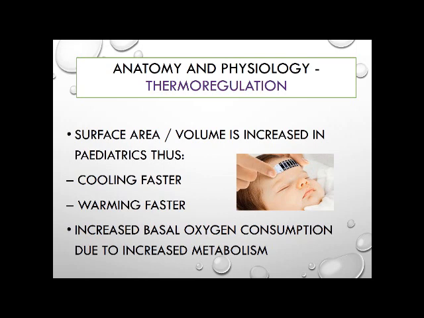When we look at the proportion of surface area to volume in pediatric patients, this will make them prone to losing heat a lot faster and getting warm a lot faster. So if the pediatric patient faces environmental fluctuation in temperature, the first compensatory mechanism would be to increase their oxygen consumption so they could increase their metabolism.